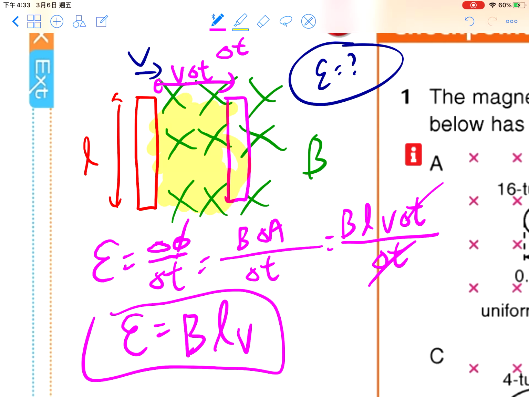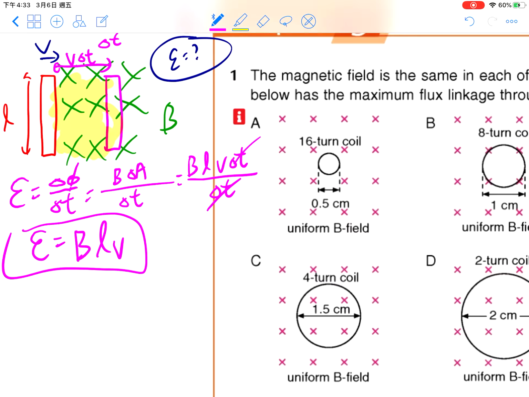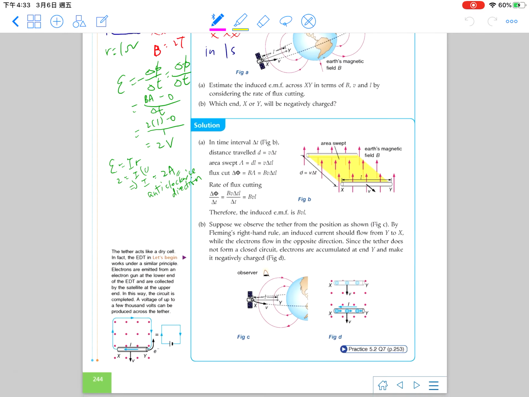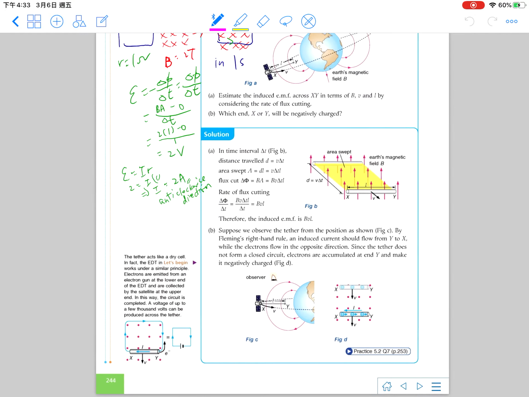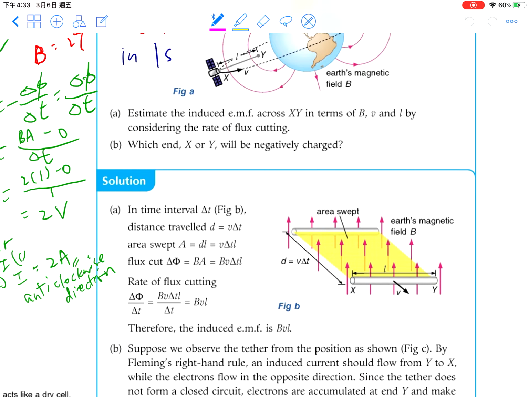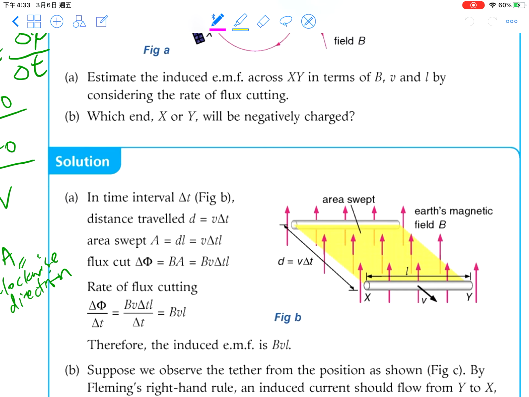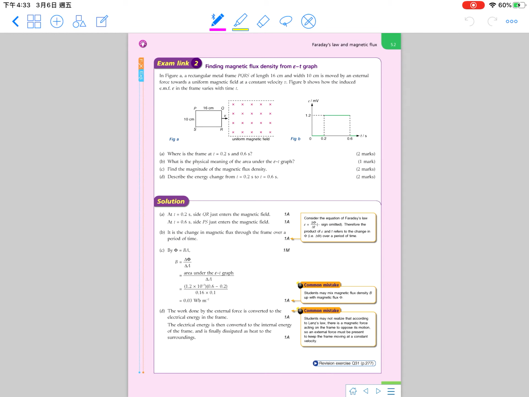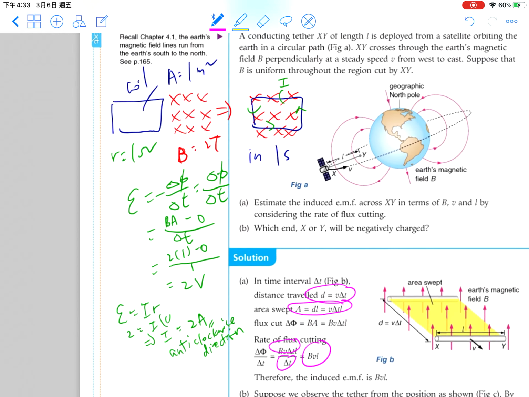You need to know how to derive this equation. If the rod moves faster in the B field, the voltage is higher. If the rod is longer, the induced EMF is larger. If the B field is larger, the induced EMF is larger. Okay, three factors: BLV. You can find this derivation in 244: v delta t is the area, so B L v delta t over delta t gives BLV.